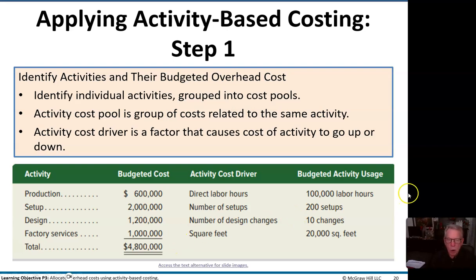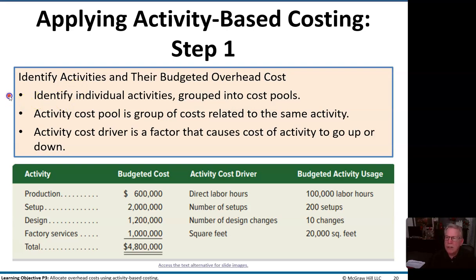And we know from the prior slide that we had 100,000 budgeted labor hours, but we've also added 200 setups for the number of setups, and the number of design changes, there's only 10, and the square footage here of 20,000 square feet in the plant to allocate the factory services. So let's see how that comes together.